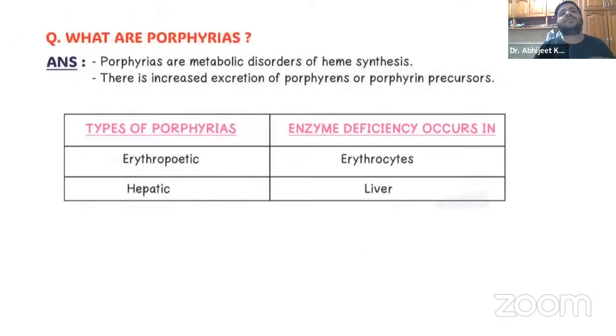Coming on to the next one, what are the porphyrias, right? So remember, the porphyrias are the metabolic disorders of heme synthesis. Now, remember, guys, there is increased excretion of porphyrins or porphyrin precursors. So there are two types of porphyrias, guys. We have erythropoietic and hepatic. So the enzyme deficiency occurs in the erythrocytes in the erythropoietic type, and in the hepatic one, it occurs in the liver.